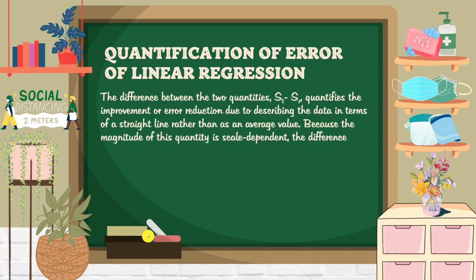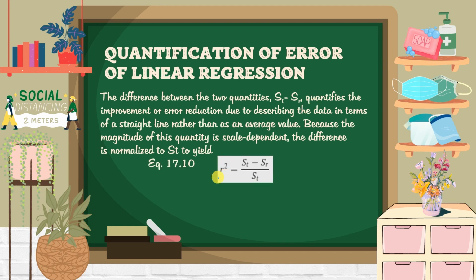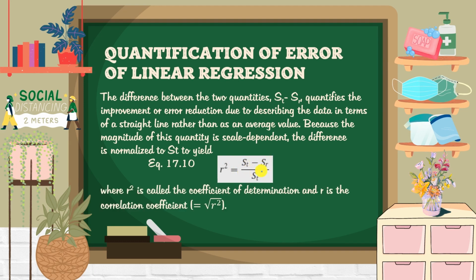The difference between the two quantities, S sub t minus S sub r, quantifies the improvement or error reduction due to describing the data in terms of a straight line rather than as an average value. Because the magnitude of this quantity is scale dependent, the difference is normalized to S sub t to yield equation 17.10. So r squared equals S sub t minus S sub r all over S sub t, wherein r squared is called the coefficient of determination and r is the correlation coefficient, which is also equal to the square root of r squared.